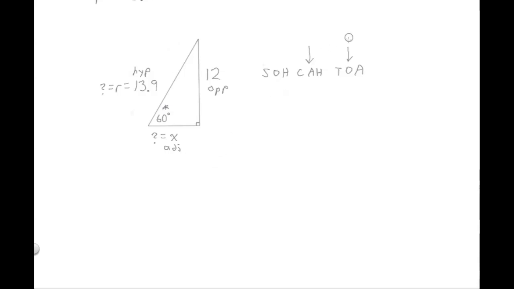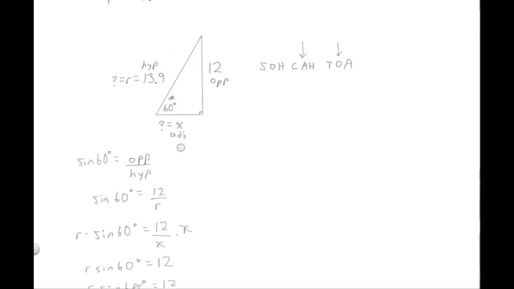I think I'll go ahead and use cosine. You could use tangent. But I'm going to use cosine now. So we have that the cosine of 60 degrees equals adjacent over hypotenuse, CAH. The adjacent side we've labeled as x.